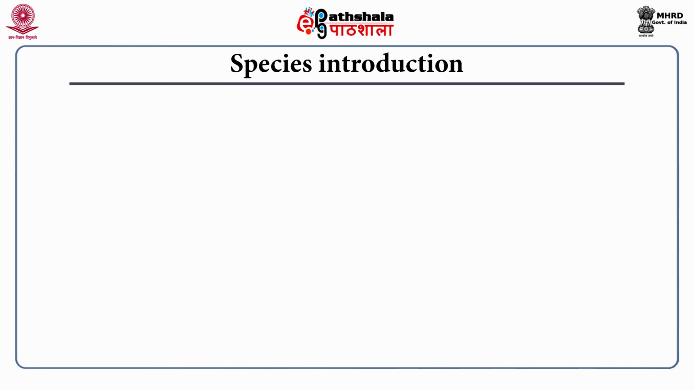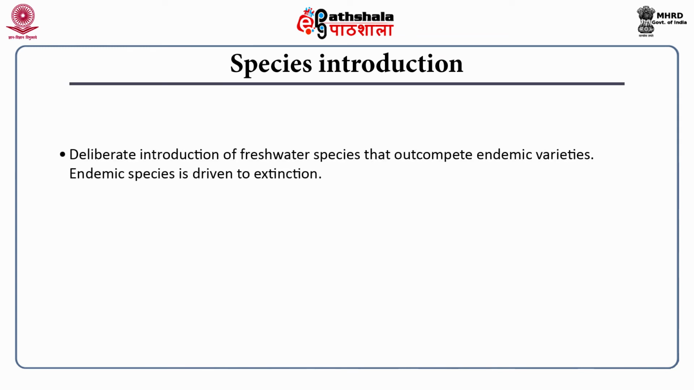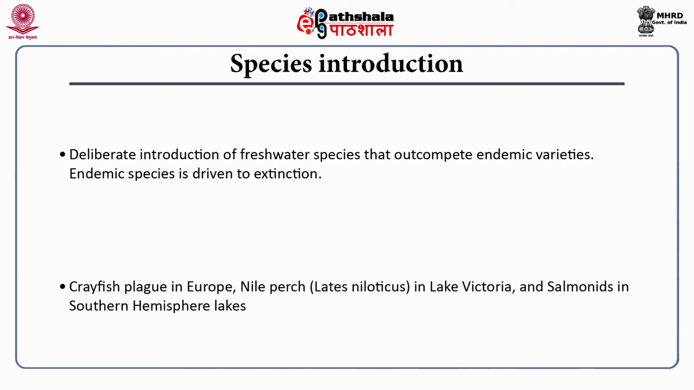Another main problem is species introduction. Deliberate introduction of freshwater species outcompetes endemic varieties, and endemic species are driven to extinction. Some examples include crayfish plague in Europe, Nile perch, Lates niloticus, in Lake Victoria, salmonids in southern hemisphere lakes, and so on.